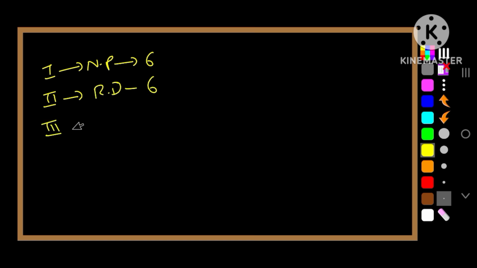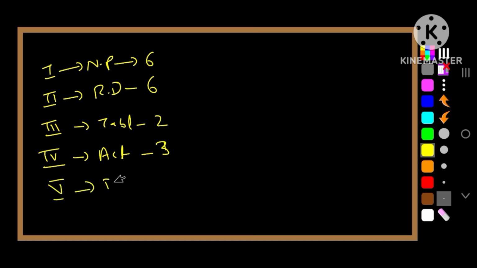So in a nutshell, again I am explaining. First is numerical problems. How much you are getting here? You are getting 6 marks. Second one is ray diagrams. Here also you are getting 6 marks. Third one is table. You are getting 2 marks. Fourth one is activity. In this you are getting 3 marks. Fifth one is diagram. In this you are getting 4.